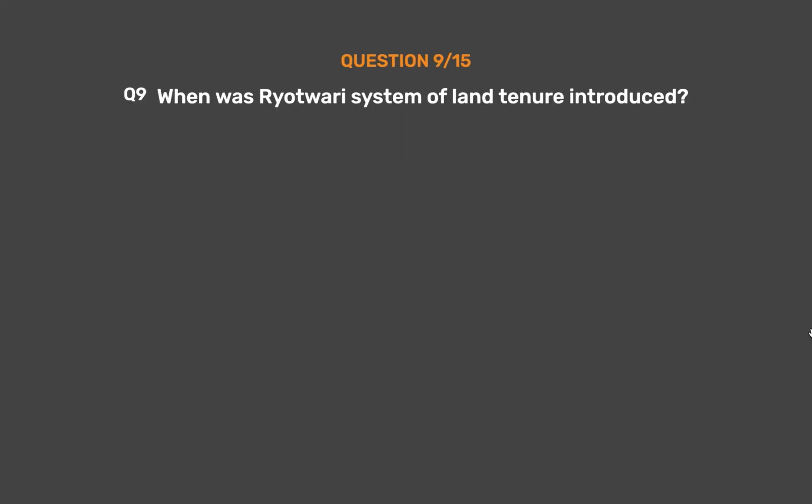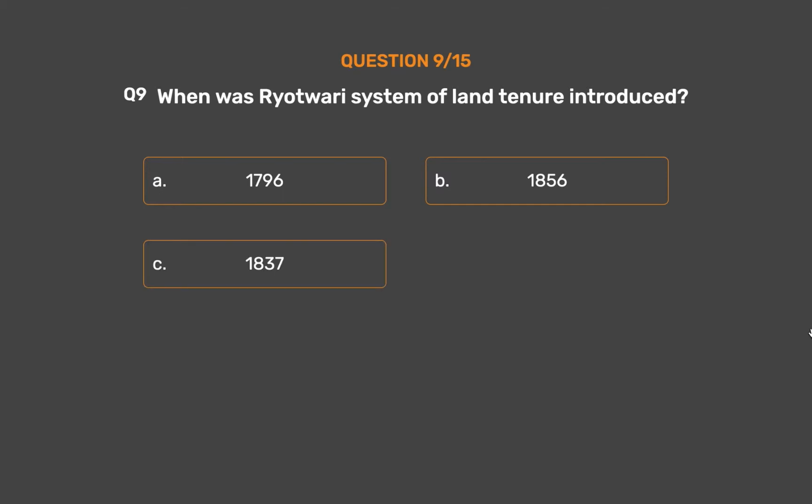Question number 9. When was Rayatwadi system of land tenure introduced? Option A, 1796. Option B, 1856. Option C, 1837. Option D, 1822.